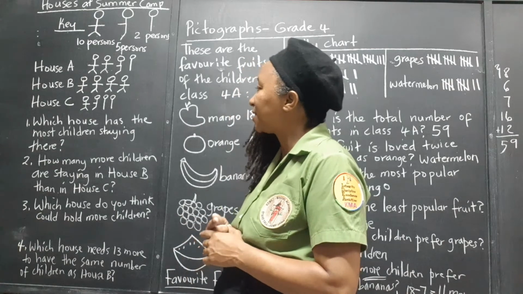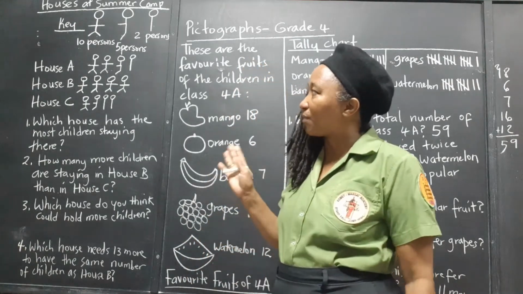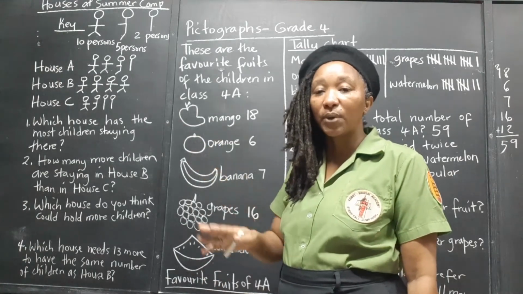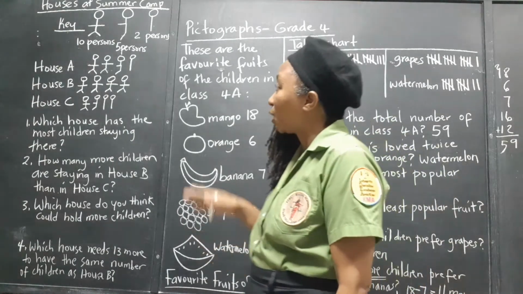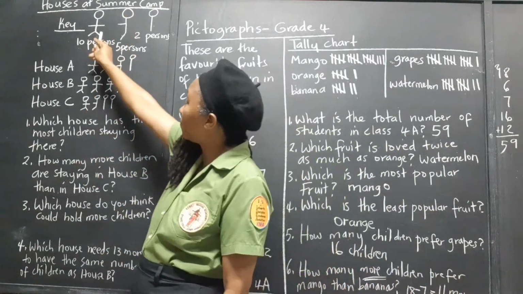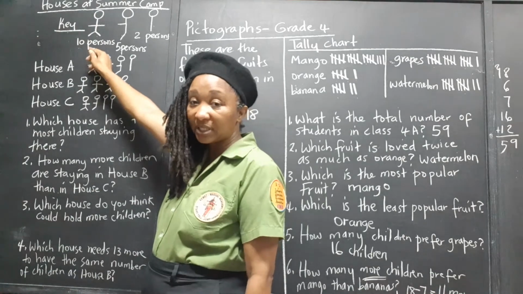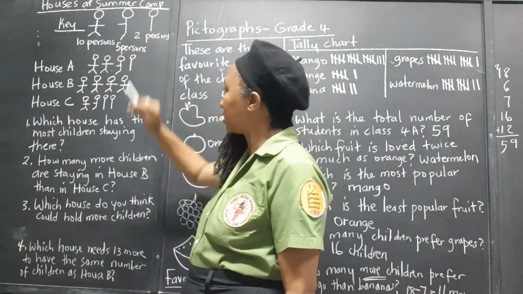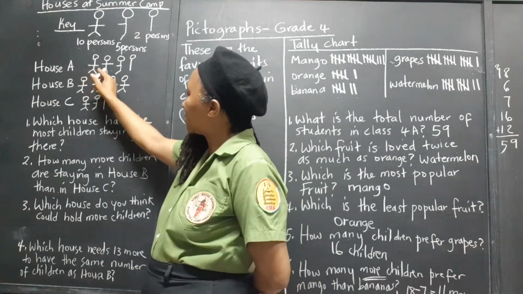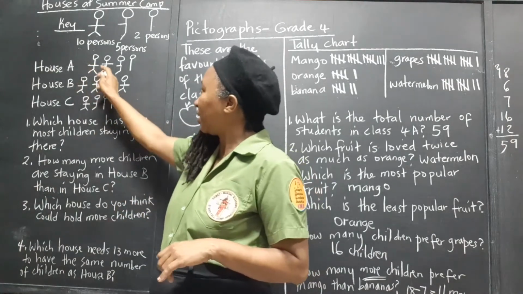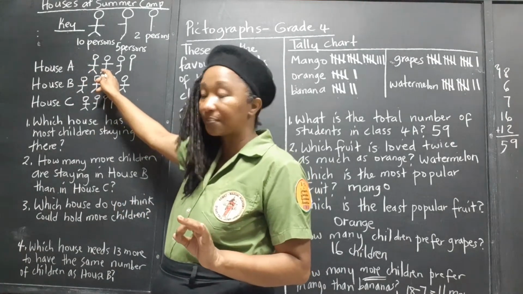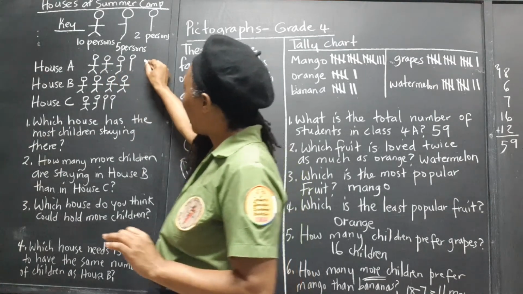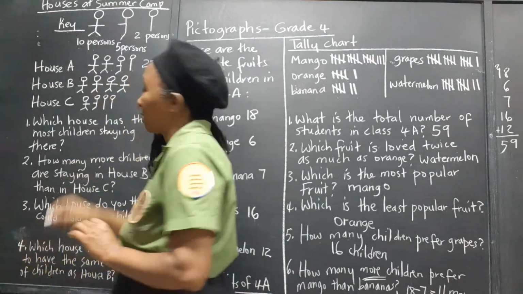So which house has the most children staying there? Let us write the number of persons staying at each house first, just so we can compare properly. So we are told, remember, if it's a full person, it's 10 persons represented. 1 arm, 1 leg, 5 persons. No arms or legs, 2 persons. So here we have 2 full persons, so that's 10 plus 10, that's 20 actual children. And then we have 5 more and 2 more, so that's 27 children.